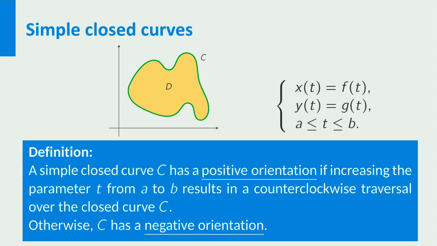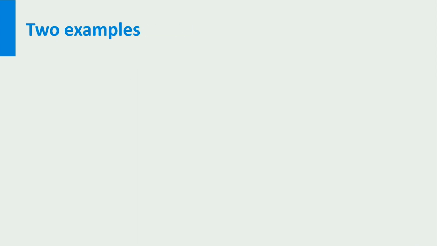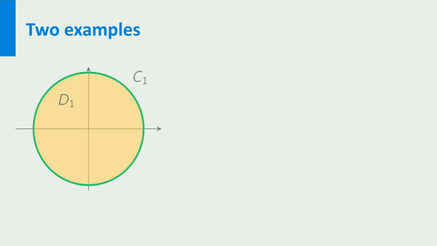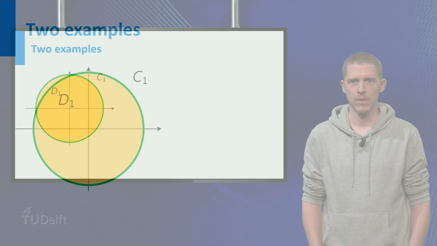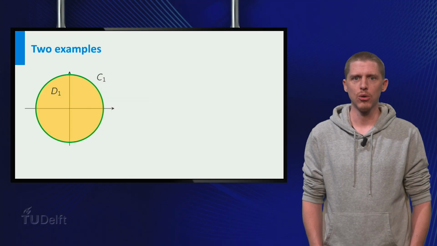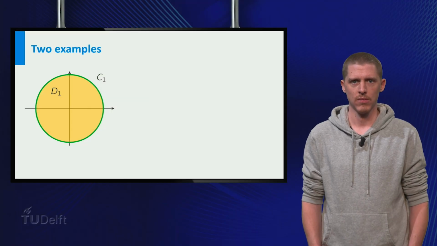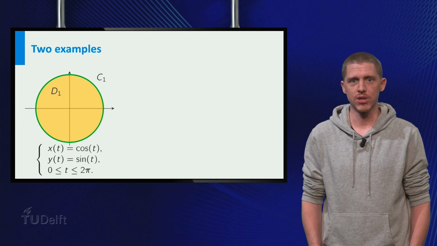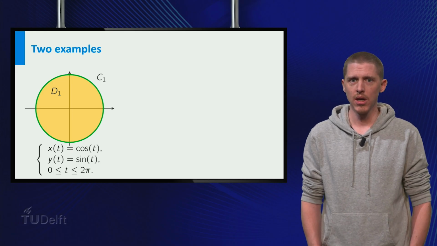Time for some examples. Let us start with the easiest simple closed curve there is, a perfect unit circle, which we will call C1. The plane region inside the circle we call D1. This circle C1 has, for example, the parametric equations x is equal to cosine of t and y is equal to sine of t, where the angle t is between 0 and 2 times pi radians.